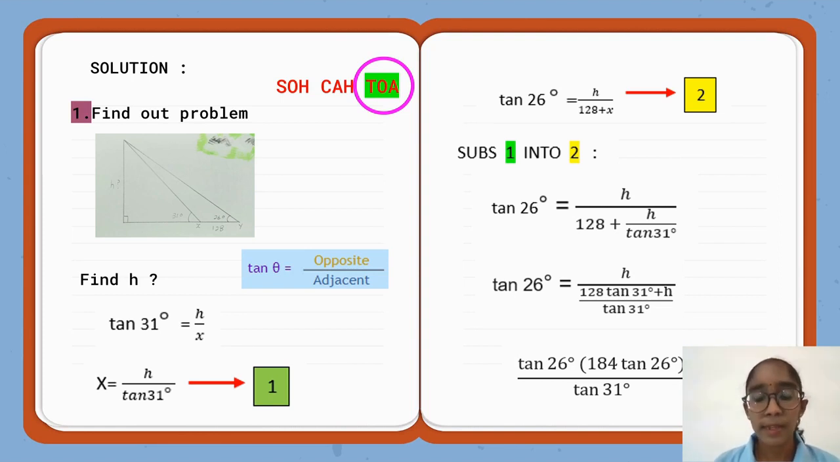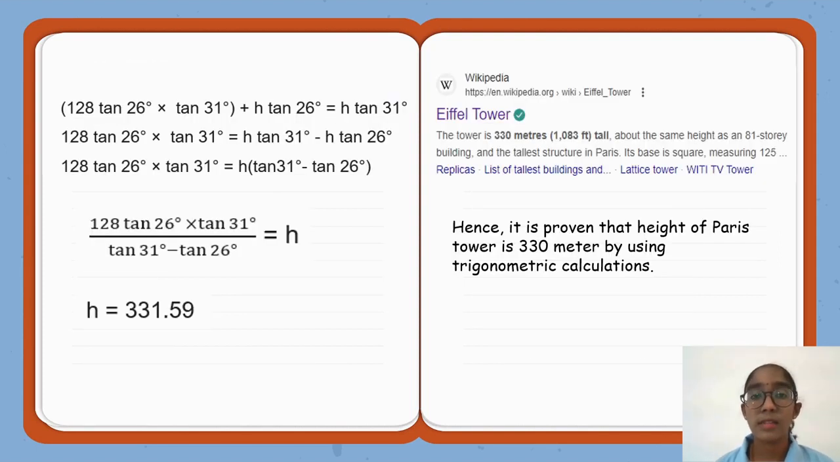We are going to simplify that so that we will get tan 26 degrees multiplied with (128 plus h over tan 31). As step 5, which is 128 tan 26 degrees times tan 31 degrees plus h tan 26 equals h tan 31. So we are going to simplify that equation and we will get 128 tan 26 degrees times tan 31 degrees equals h multiplied with (tan 31 minus tan 26). So we will get 128 tan 26 times tan 31 over (tan 31 degrees minus tan 26), which is equal to our height.